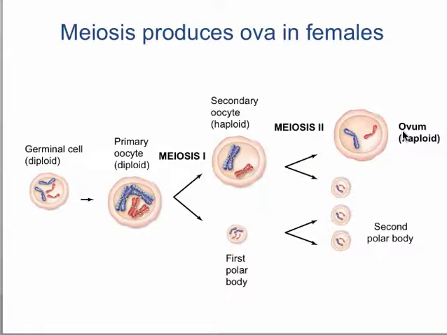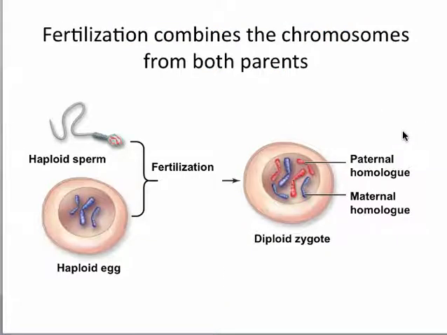Then when fertilization happens, the sperm will contribute its 23 chromosomes and the egg will contribute its 23 other chromosomes. The nuclei of each of those cells will combine, and this is what we call karyogamy. Karyogamy is when the nuclei of the sperm and egg combine and form a diploid cell.